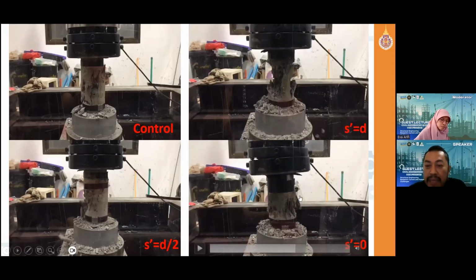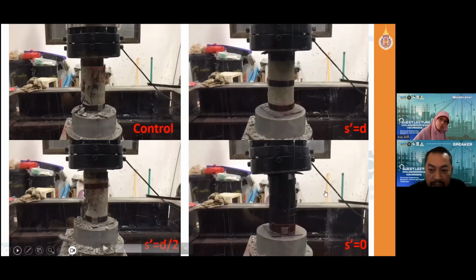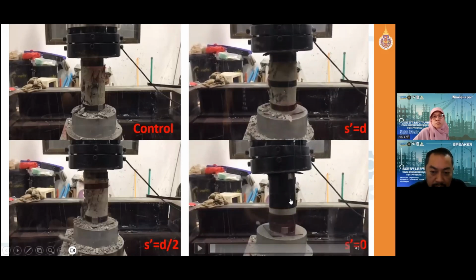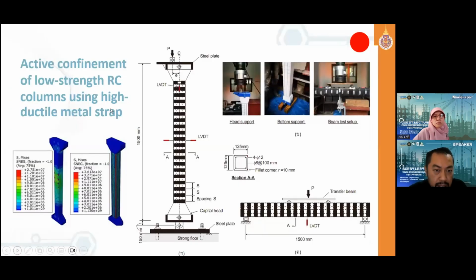But remember, this is just a column, 30 centimeters height. What if we extend it to the real structure? I will show you. Stop it first. Right. This is my PhD student's work. So we try to extend it to the longer column, medium scale.